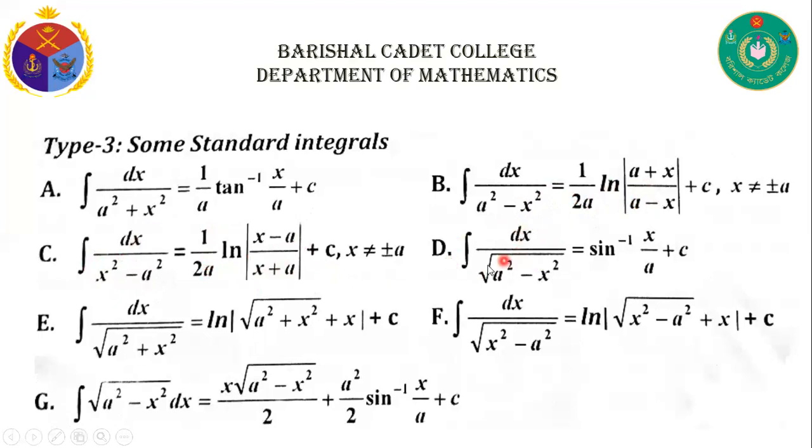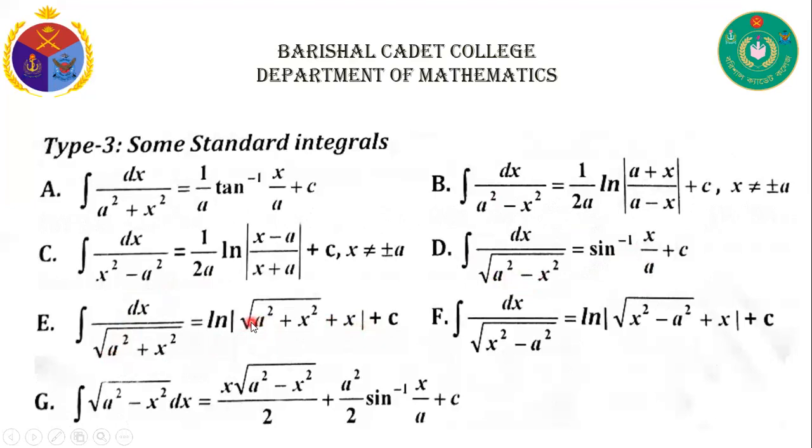We know that the integration of dx by square root of 1 minus x squared is sine inverse x. And here is different, that is, 1 is replaced by a squared. So here the formula is sine inverse x by a. And similarly, the integration of dx by square root of a square plus x square is ln of x plus square root of a square plus x square.